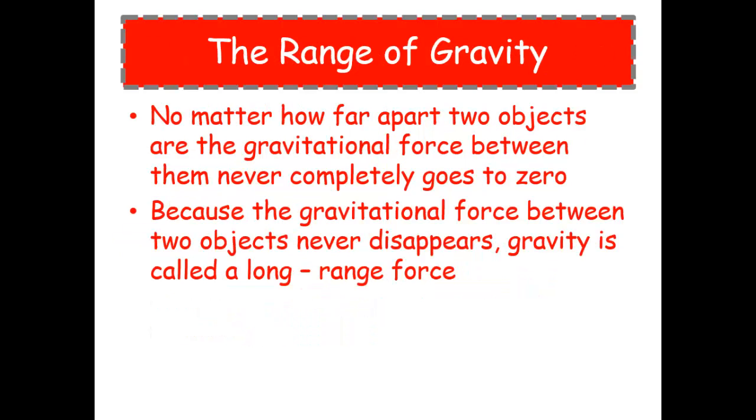Now, something else about gravity is that no matter how far 2 objects are from one another, gravity never completely goes to 0. You can get it down to where it's like 0.000, but there's always going to be some gravity. And they call that a long-range force. So it's one of the long-range forces, which means that it never completely disappears. It's always there.